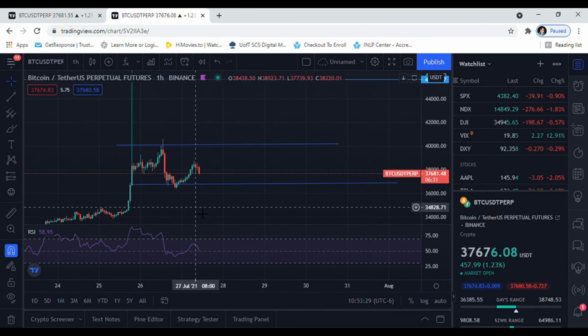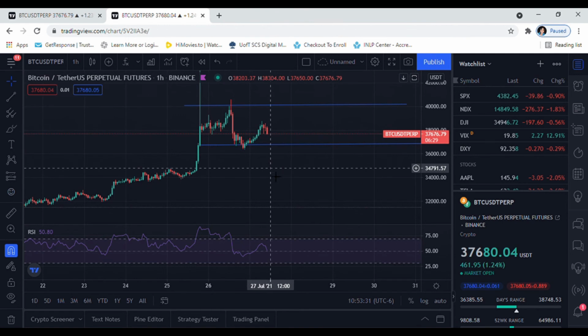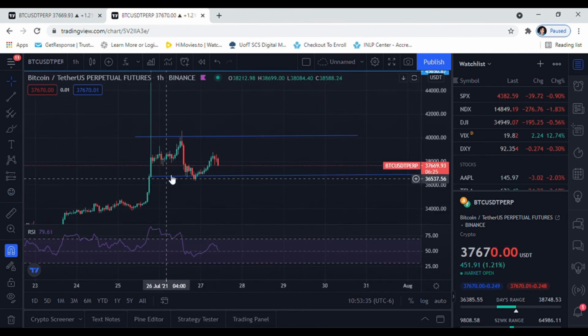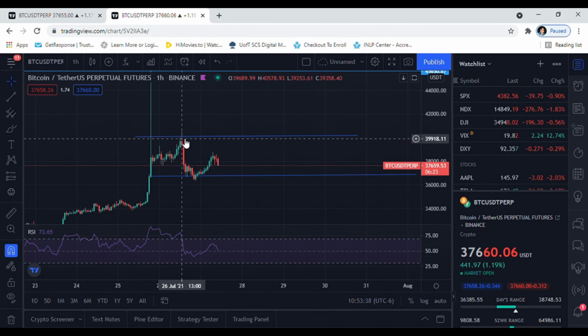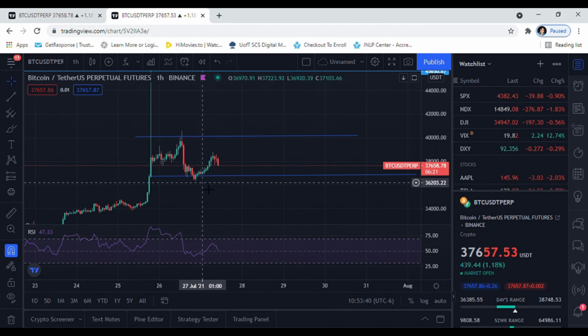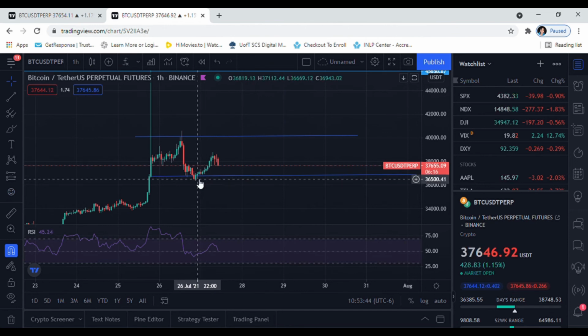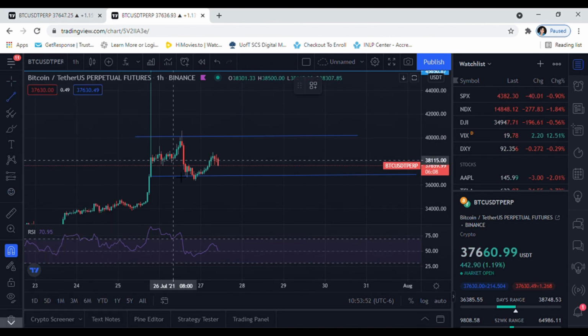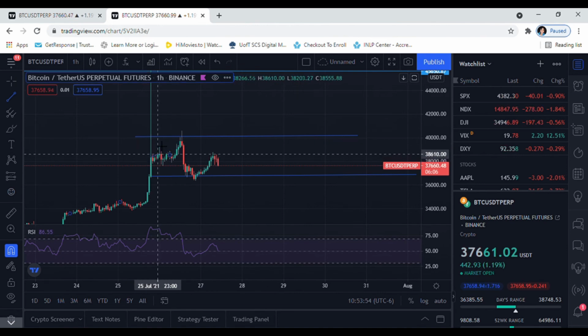So basically, to spot your support and resistance, you just need to see what is the highest price it went to and then it got rejected from, and what is the lowest price it went down to and it bounced back from. So when you can spot these, then you can just draw a line on Tradingview. Here on the left side, there's trend line. You just click on that. You can just draw a line.